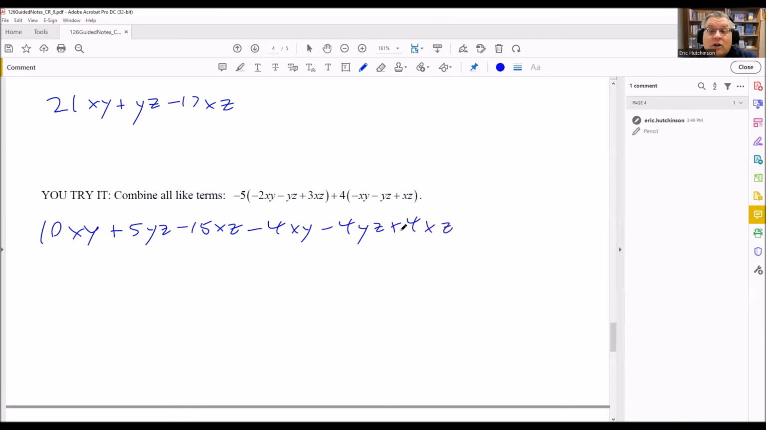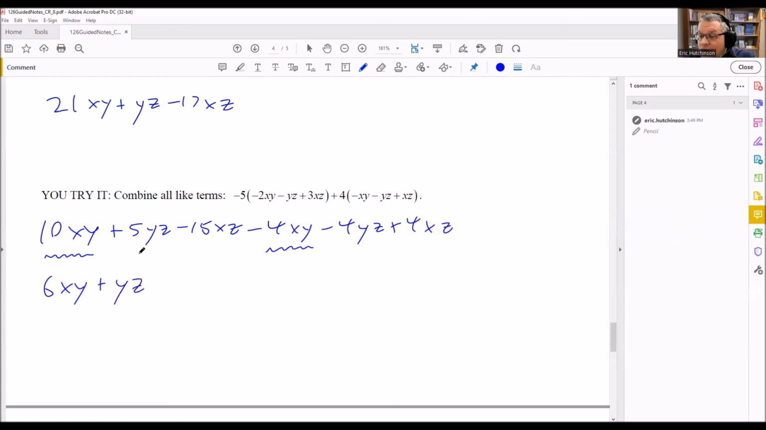Now we want to add the like terms. So I have a xy there and an xy right there. So I have 10 minus 4 is 6 xy. Nothing else combines with that. Then I have a 5 yz and -4 yz. So 5 minus 4 would be a 1 yz. But again, like what happened up above, instead of putting the 1, we're just going to put a yz there.